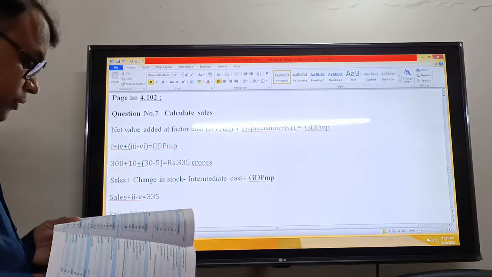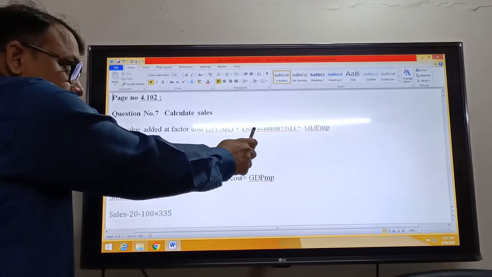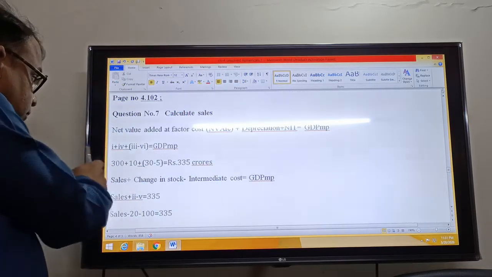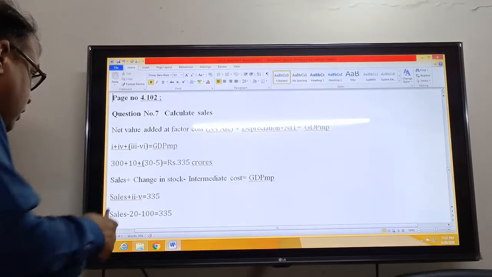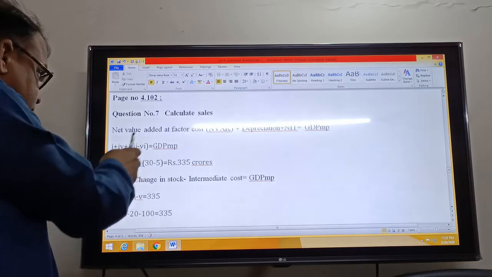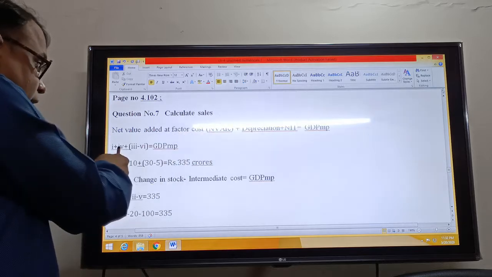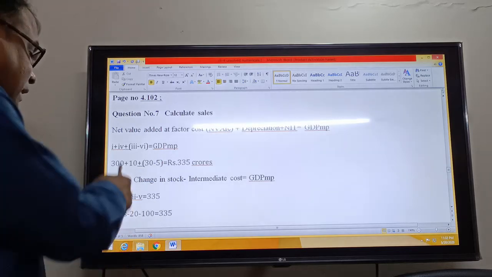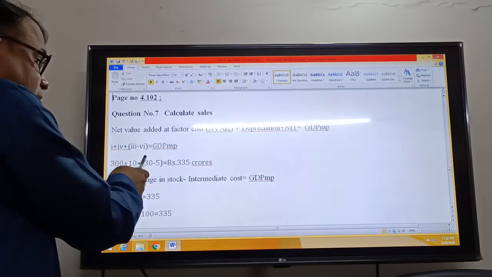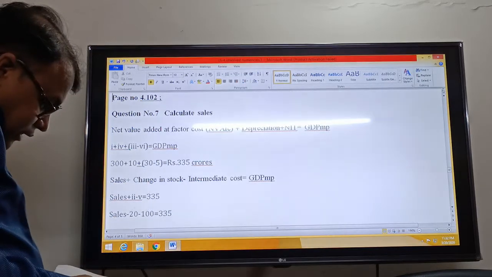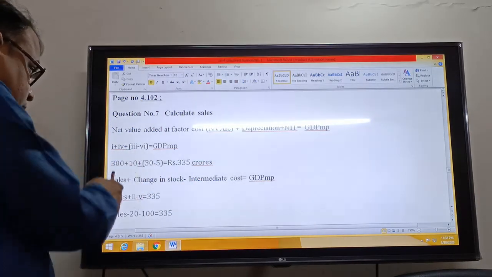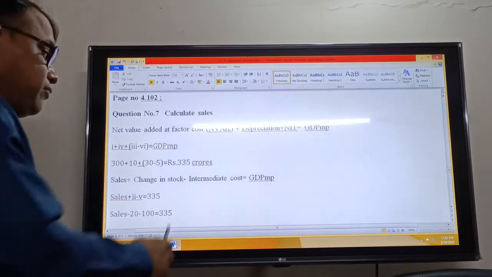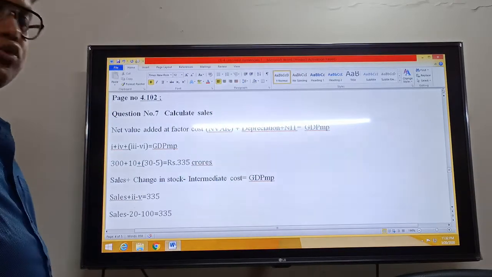See here, NVFC plus depreciation plus NIT, net indirect tax, that is equal to GDPMP. Here item number 1, that is your net value added at FC, that is given. Fourth item, depreciation plus NIT. NIT is IT minus subsidy. Item number 3 minus item number 6, that is our NIT, means GST minus subsidy, that is 25. 300 plus 10 plus 25, that is 335 rupees. 335 crore is GDPMP. But we need to find out sales.